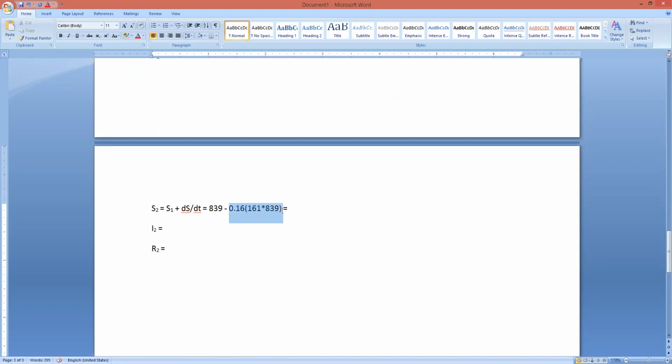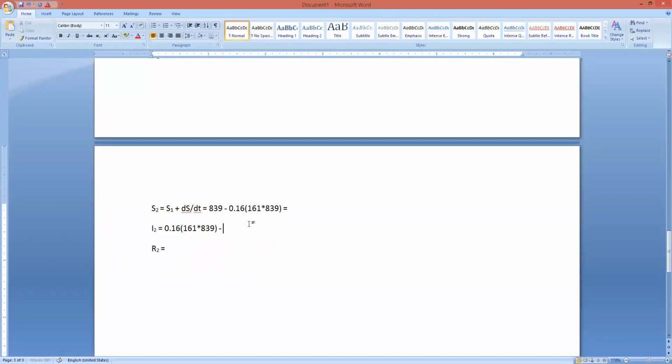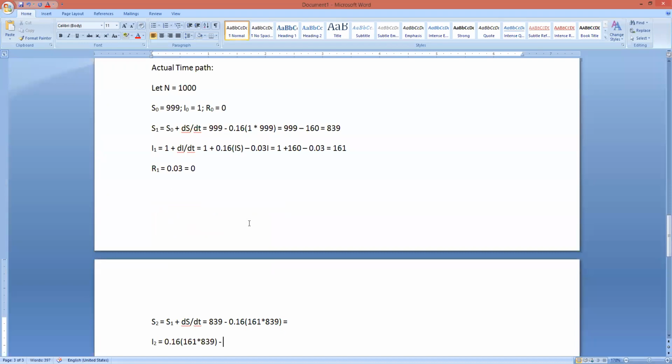Similarly, over here, infected I2 will be this amount minus dr dt. So dr dt is 0.03 into I1, which is 161. So now it becomes 5, plus I1. People start to recover.